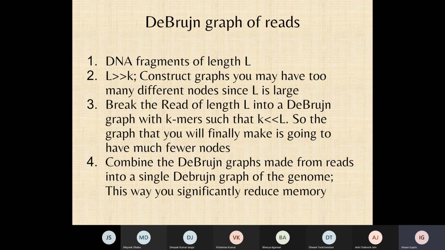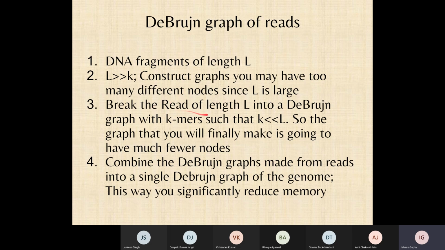So how do we deal with this essentially? When you want to make De Bruijn graphs from reads, in reality, how are we dealing with it? You have DNA fragments of length L from the sequencing machine. This L is typically larger than k. You construct graphs that might have too many nodes, because since L is large, because you have large reads, you'll have many more possible L-mers here. So to reduce the size and to boost the coverage, you break the L-mers into smaller k-mers. All right.